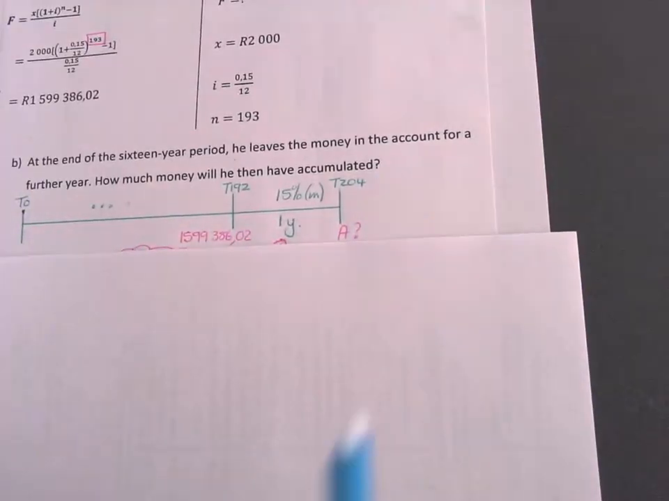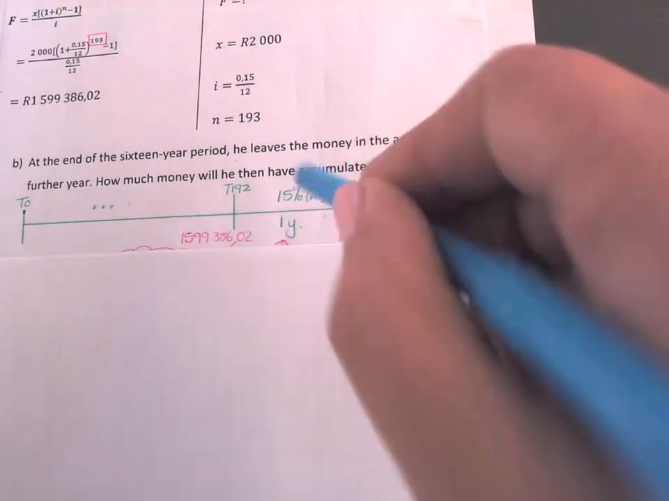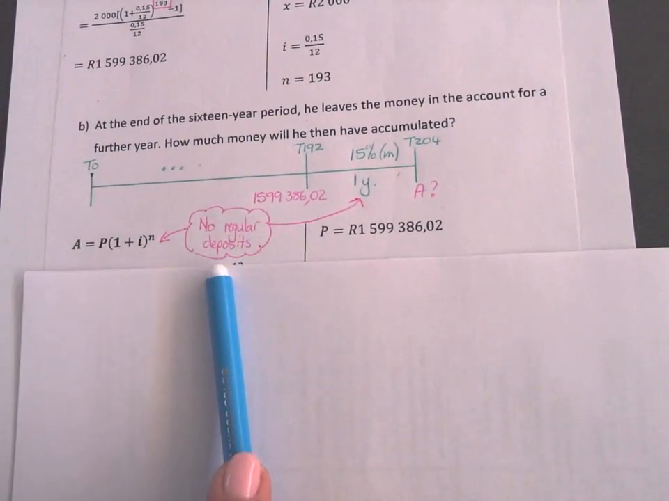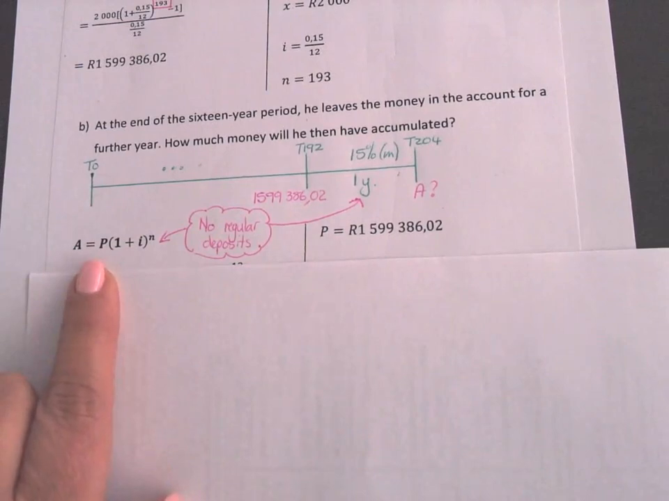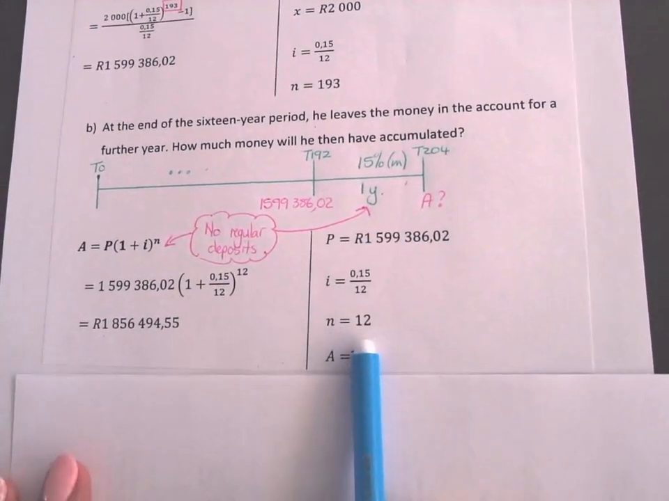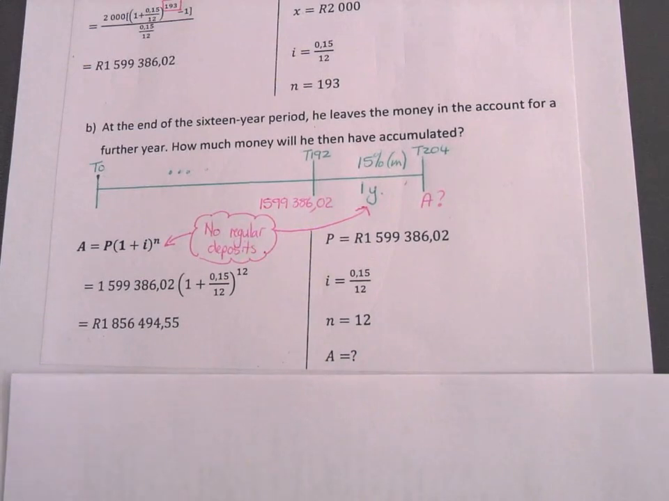Are there any extra payments into the account? No. Did we withdraw something? No. So is it F? No, it's P. Therefore, because there are no regular deposits or withdrawals, we use P. Substitute everything in. Remember, N is 12 months, so N is 12, and you get your A. But we could have done this in a shorter formula on the next page.